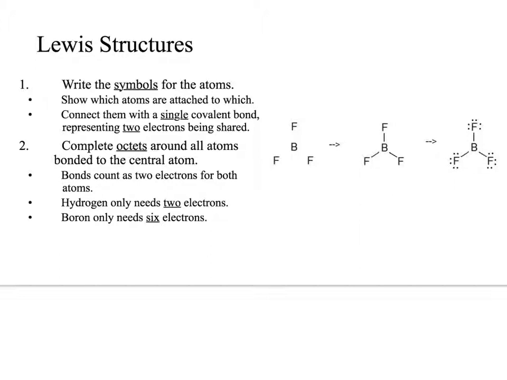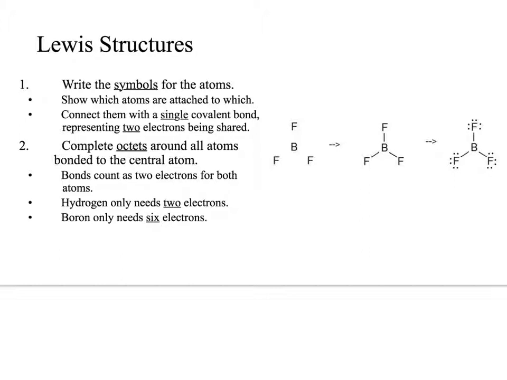Now, we complete our octets around all atoms. You're like, wait, Ms. Ruth, what's an octet? Well, it basically means every atom wants 8 electrons total touching it. Except for hydrogen, which is fine with 2, and boron, which is fine with 6. So, when we look over here, we have 2, 4, 6, 8, 2, 4, 6, 8, 2, 4, 6, 8, and 2, 4, 6. Like, wait a second, you already counted those bonds. I know, they're sharing. That's how covalent bonds work. Get over it. That is how Lewis structures go.